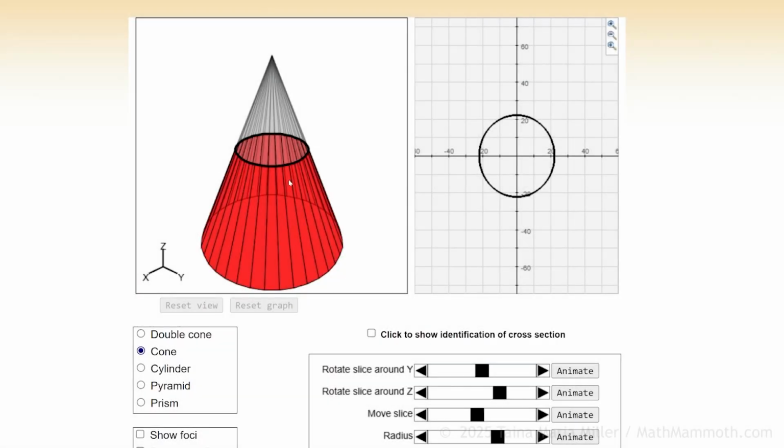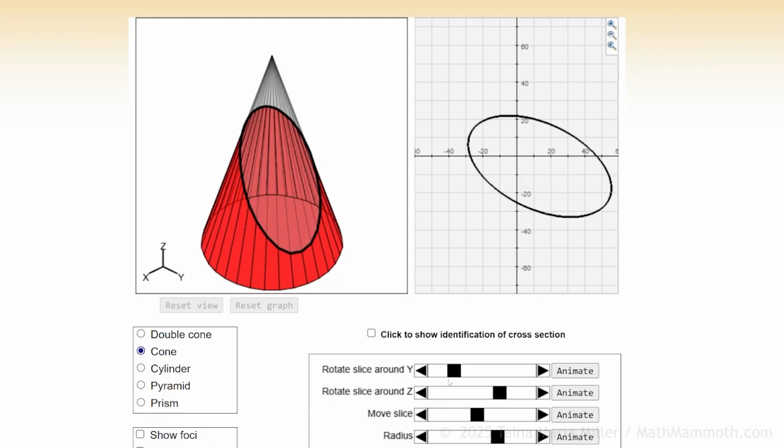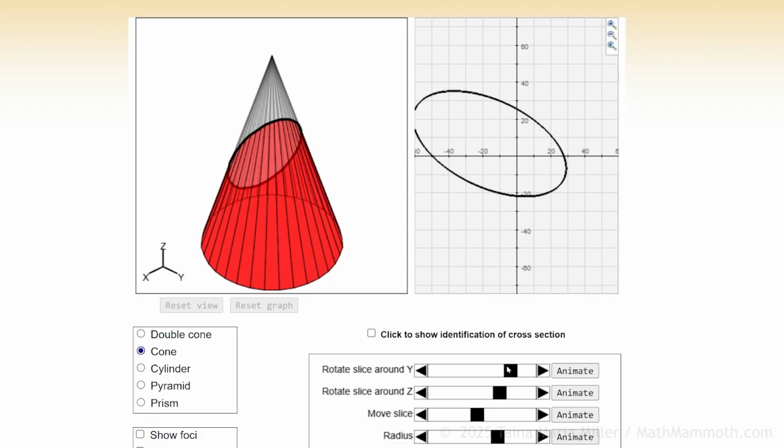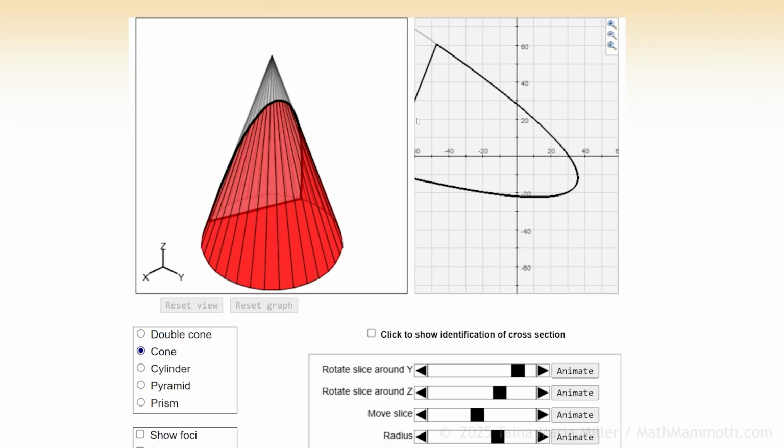Then a cone. This is a circular cone, so here the cross-section is a circle when we use a plane that is parallel to the base. But if I tilt it, then it's an ellipse mathematically. And here it gets cut off with this straight line.